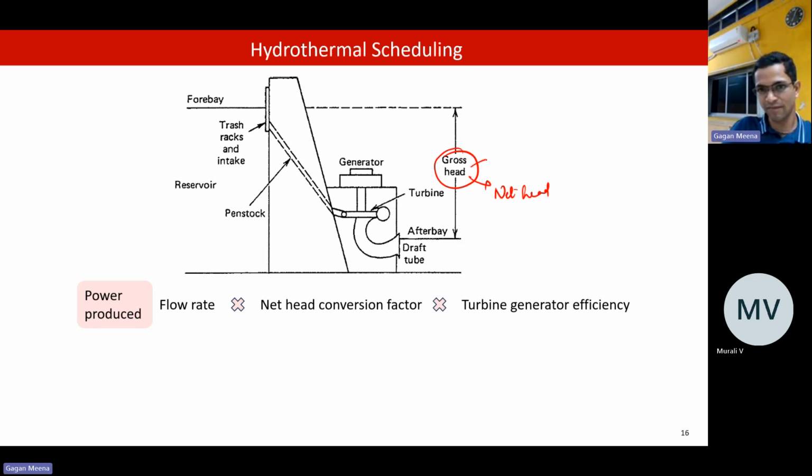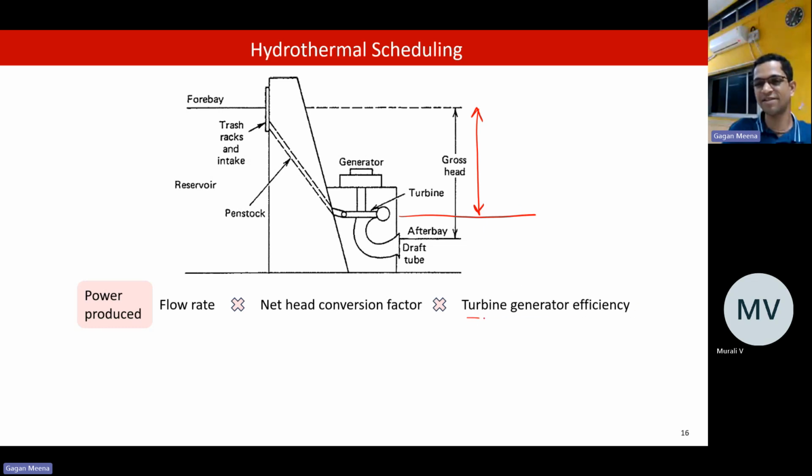In this gross head, there are losses because of friction in the penstock, the inlet, and the draft tube. All these things reduce the net head. Also, if there is flooding, the tailwater level increases, so the head reduces and the output also reduces. Further, the output is also governed by this.